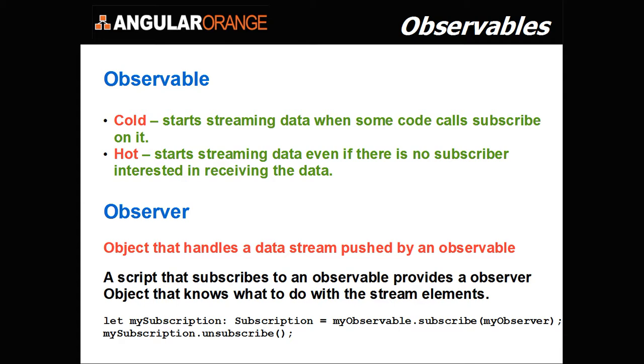Okay, so here's an example. Let my subscription be of type Subscription, and I'm going to define it to be an observable which subscribes to my observer. My subscription can also unsubscribe.